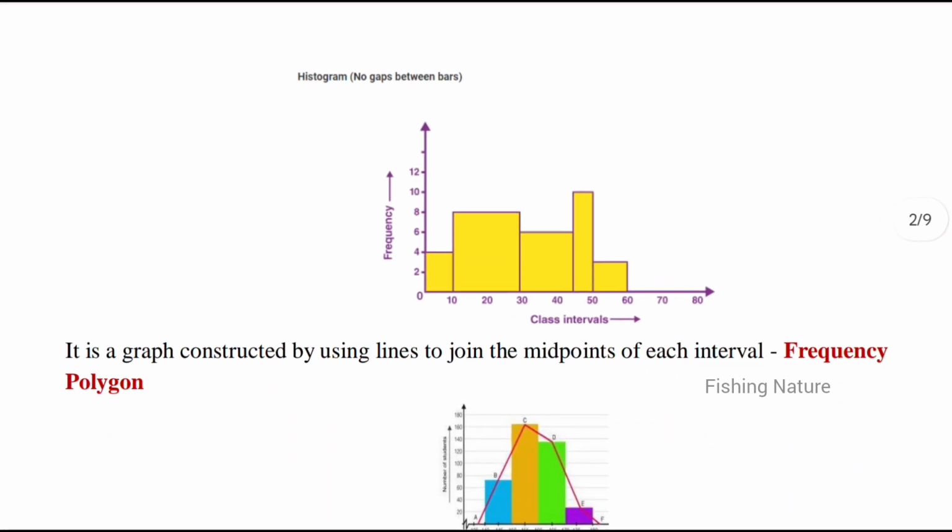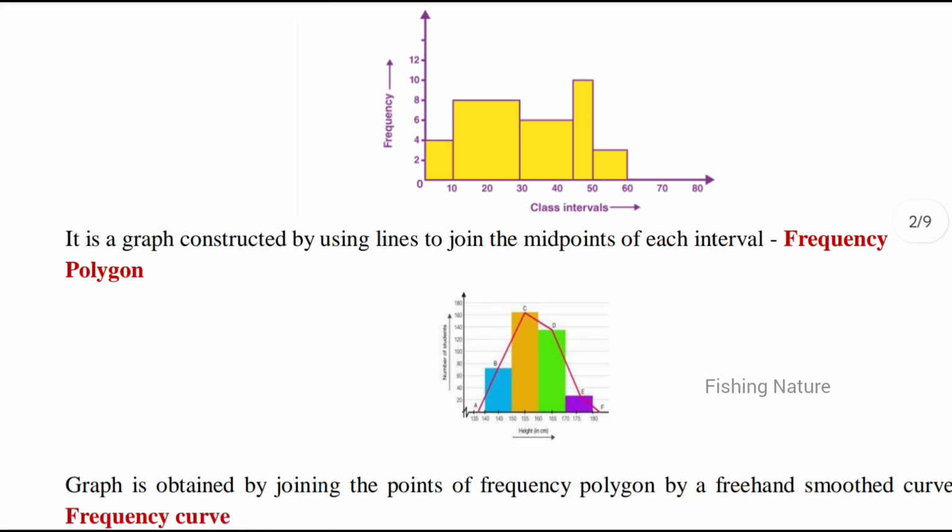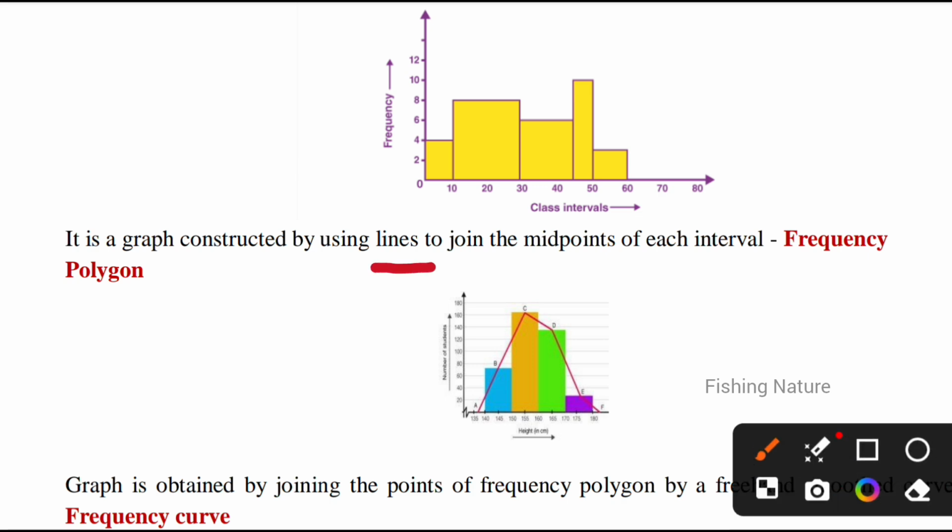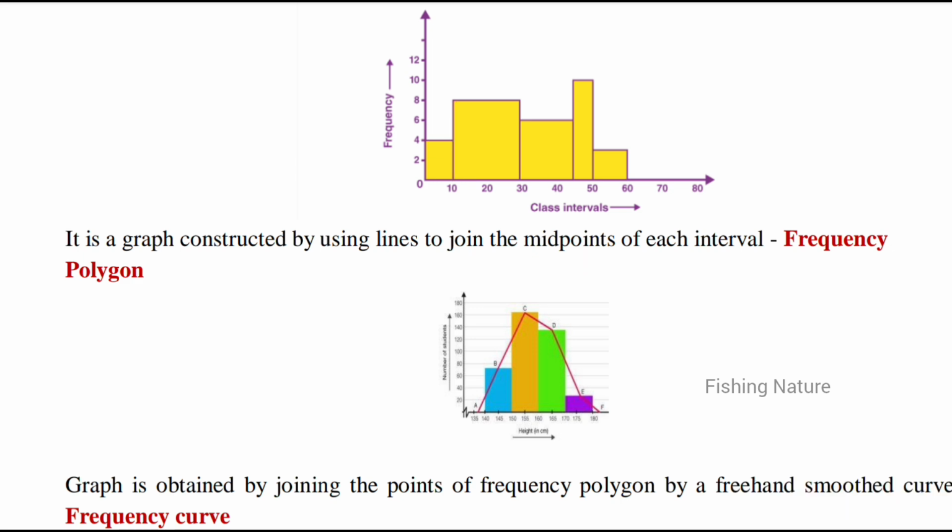Next, it is the bar diagram. Next, a graph constructed by using lines to join the midpoints of each interval is called a frequency polygon. Here, to join these midpoints, the lines we are using are called a frequency polygon.